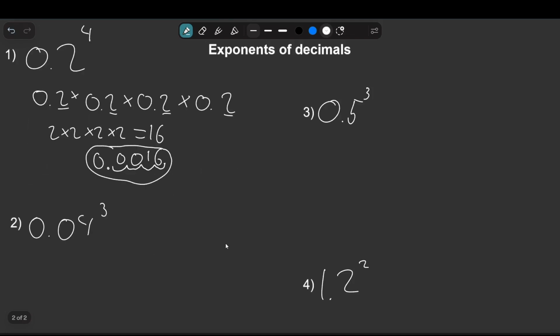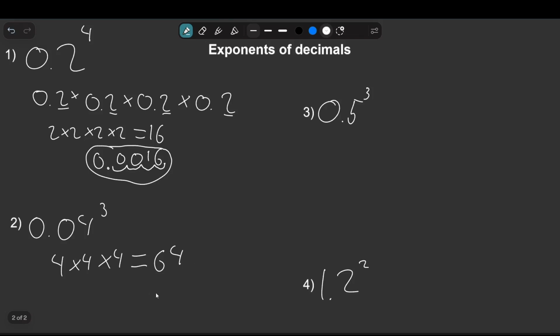So let's jump into the second example. We're going to just do the same thing. We're going to take this and expand it 3 times, because our exponent is 3 this time. So again, we're not going to multiply the decimals by each other. We're going to do 4. So 4 times 4 times 4. This will equal 64, because 4 times 4 is 16, times 4 is 64.